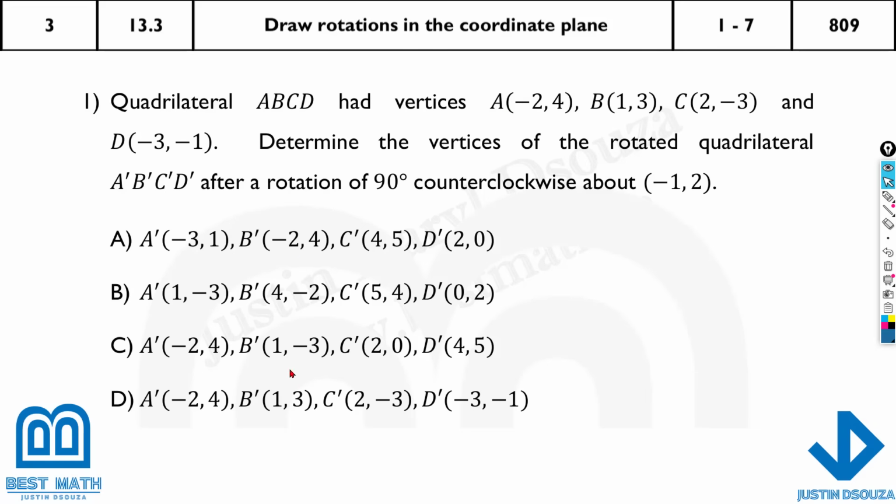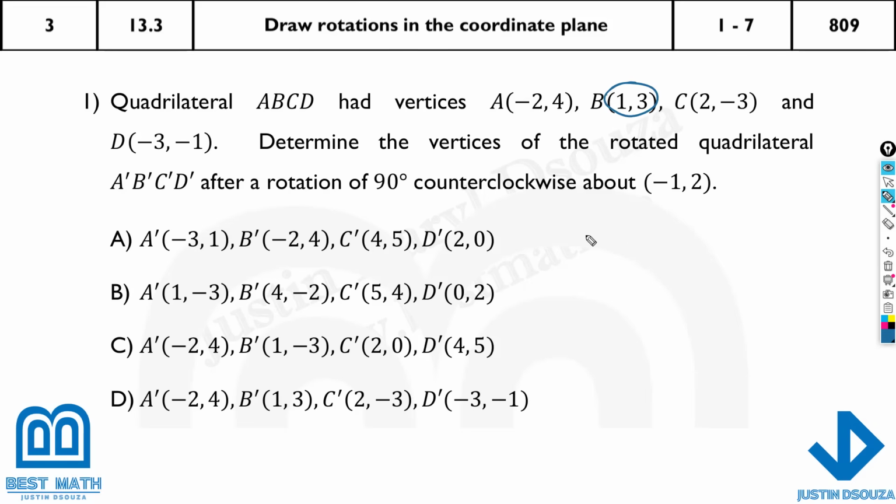Let's see option B. Yes, B is all different. See, all the options are different. So if I do the rotation for this properly, then I'll directly get the correct answer, because all the other options have different points. Even over here, you can choose D. Other than A, I'll just choose B here. So I'm just focusing on point B.